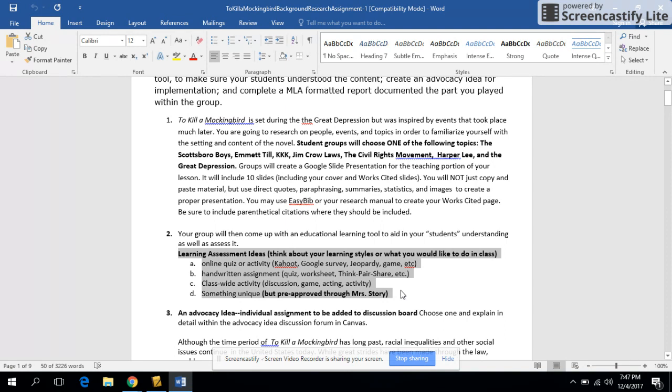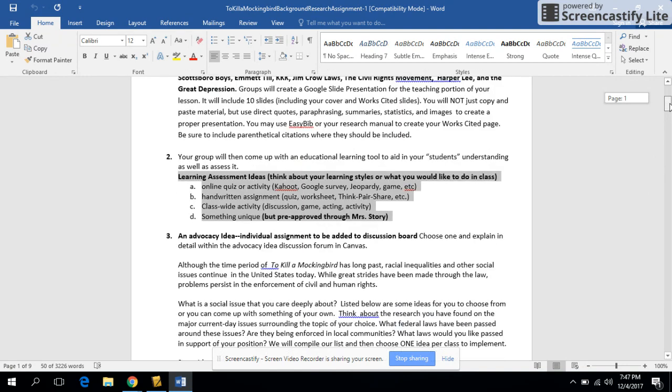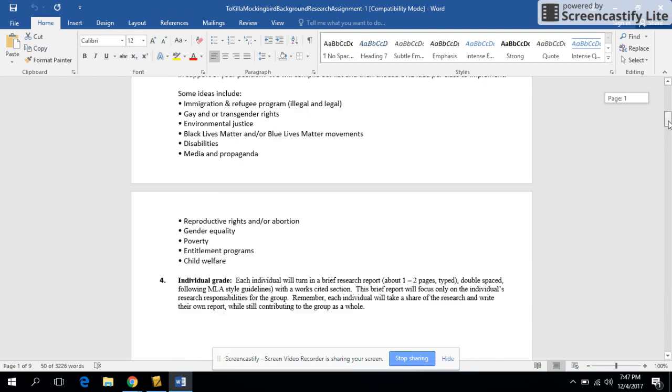Some kind of assessment. The advocacy idea, don't worry about that right now. Don't even pay attention to that right now. We'll talk about that when I get back.